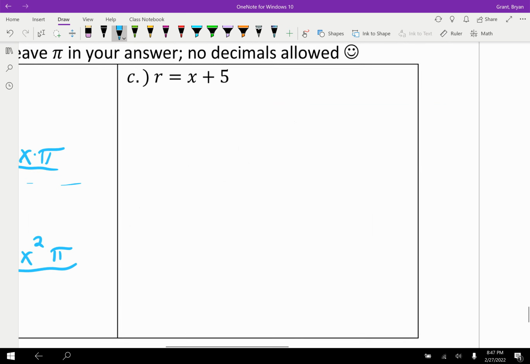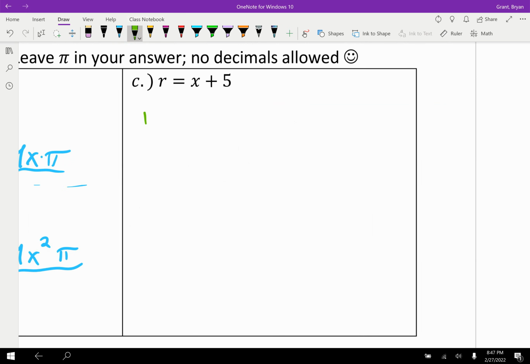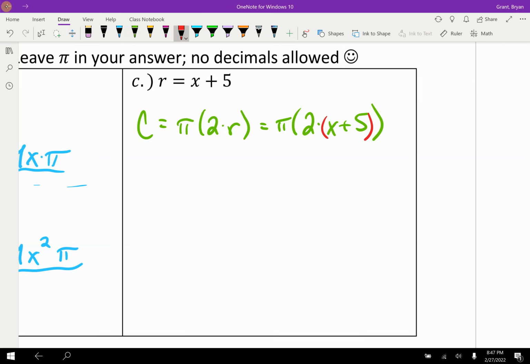Last but not least, we know our circumference is pi times twice the radius. So pi times twice this x plus 5. Can you see my mistake? This looks like it's just 2x, doesn't it? But I need to multiply 2 times x plus 5. I need that extra set of parentheses in here. 2 times all of that. So pi, and then I need to distribute the 2. So that gives us 2x plus 10. Or reorganizing, this is 2x plus 10 pi.